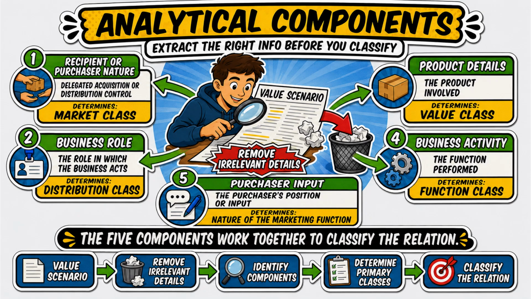The process is therefore simple. Begin with the value scenario, remove irrelevant details, identify the 5 analytical components, and use them to determine the relevant primary classes. Once these classes are known, you have the structured info needed to classify the relation correctly.